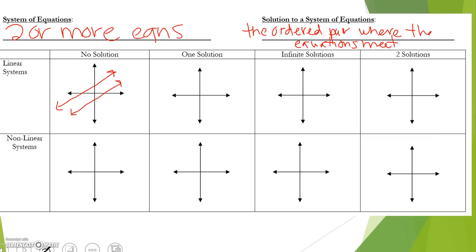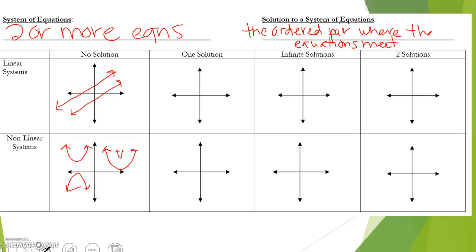Nonlinear systems means different kinds of shapes. So, we're going to use two U's as an example. Two U's that would never meet would look like that if they were right up and one was upside down. Or you could have a big U and then a skinnier U inside of it. That would also have no solution.